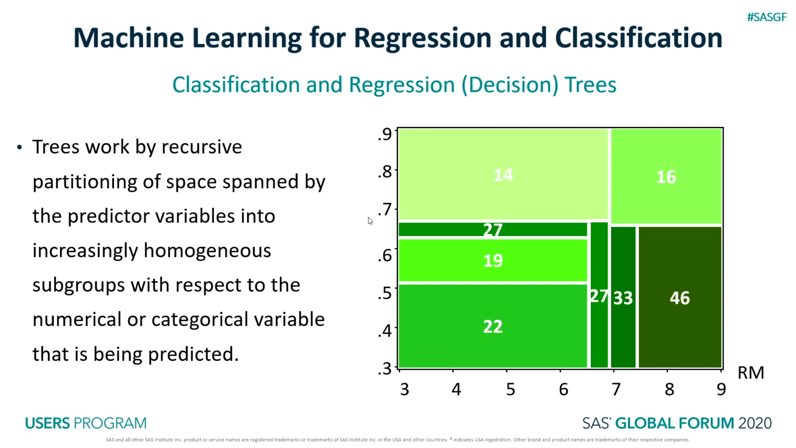So how do trees work? They work by recursive partitioning of the space spanned by the predictor variables into increasingly homogeneous groups with respect to the numerical or categorical variable that is being predicted. So this schematic to the right is supposed to illustrate the process. The two axes represent two predictor variables, and then the different rectangles are subsets of the observations. And so the first split, I can tell from this graph, occurs just before the value 7 on the variable which is represented on the horizontal axis. And I know this is the first split because it goes all the way up through the rectangle which represents the entire data space. So that was the first split.